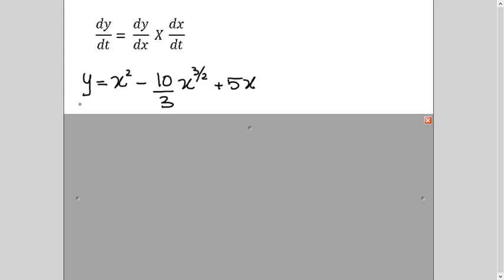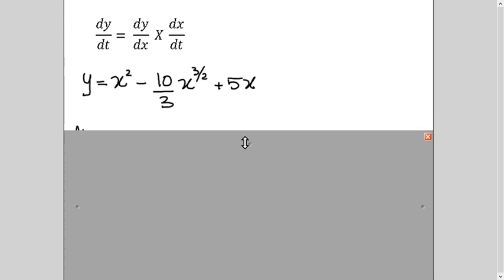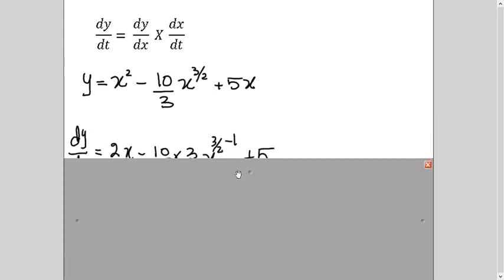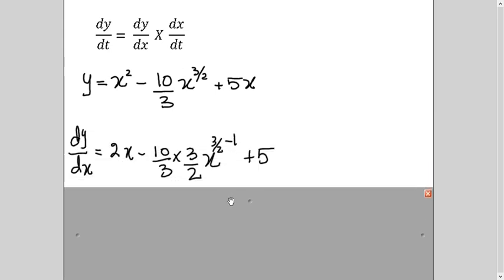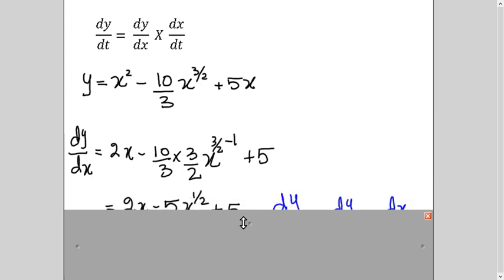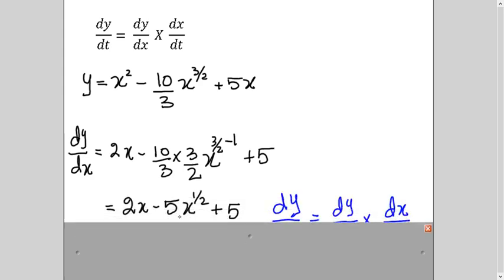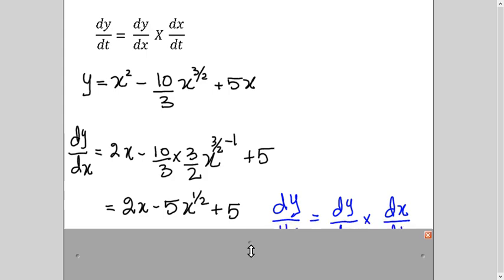Okay. So you remember how to differentiate. This will become 2x. And this one will become 10 over 3 multiplied by 3 over 2 x power 3 over 2 minus 1, plus 5. I hope the basic differentiation you know, because this is the prerequisite of the P1 course. So this is how you will differentiate, and then you simplify it. So after simplification, you get your dy over dx.